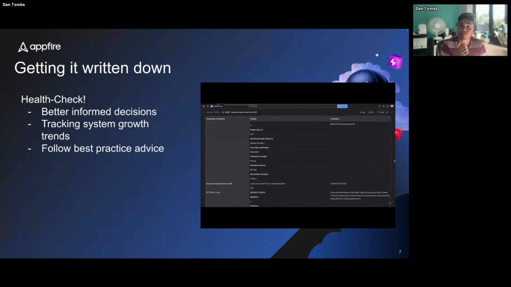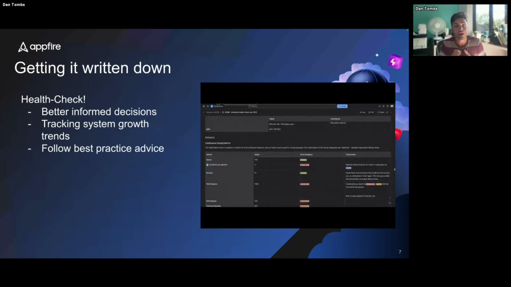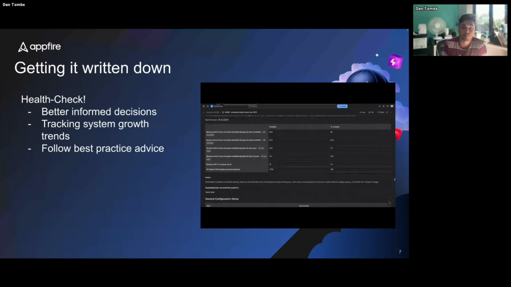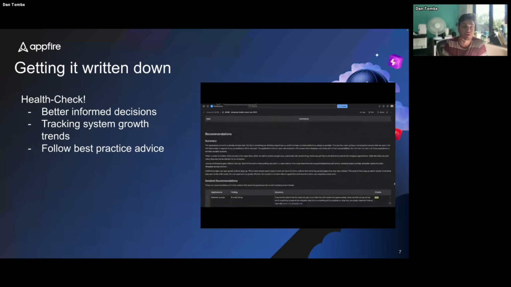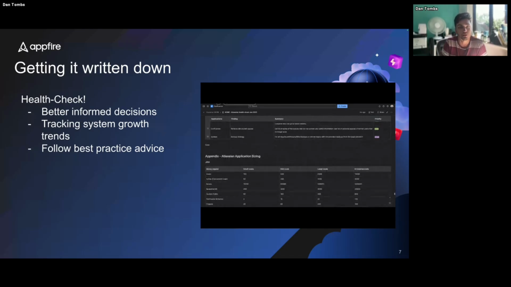Now, in our getting it written down, we obviously chose Confluence to do that, but we stuck to best practice advice. We looked at appropriately sizing our instances and removing unnecessary configuration, and we documented that all in one place so that we could easily follow and track progress, make Jira tickets, and do all the good things that we would need to do while linking back to that original documentation.